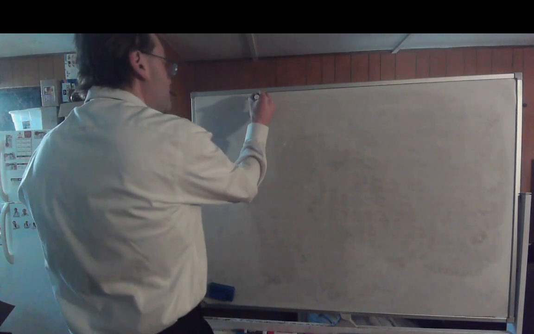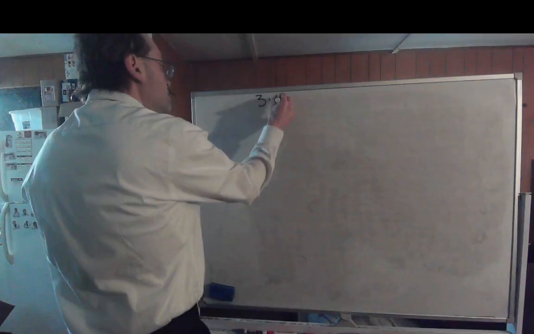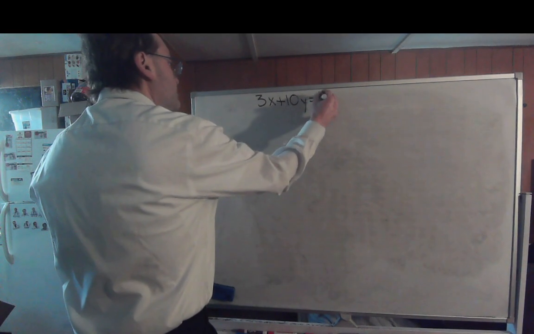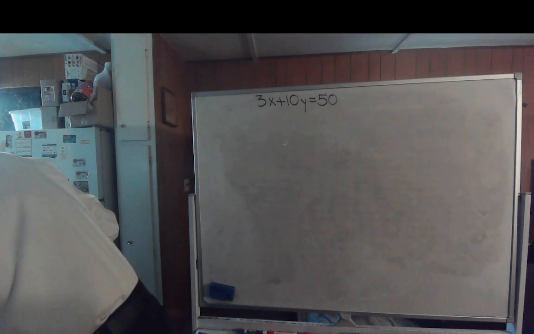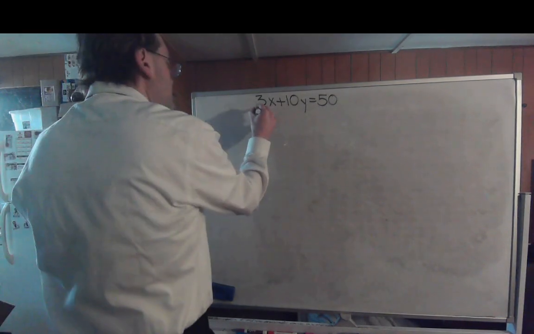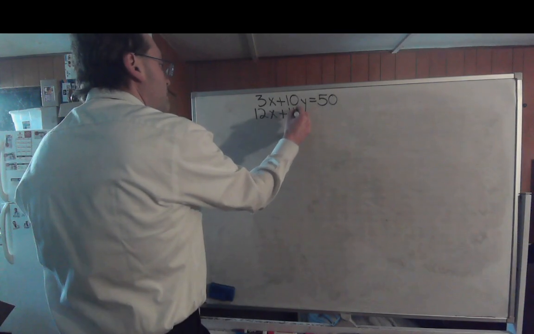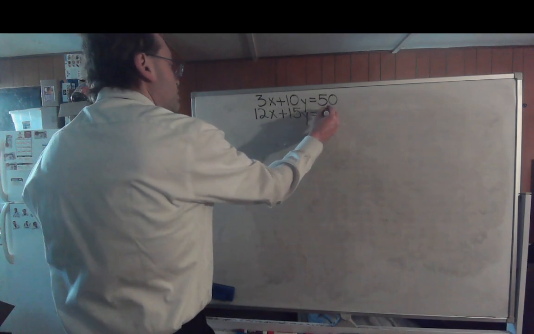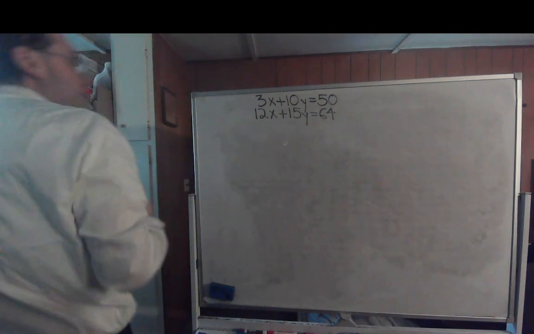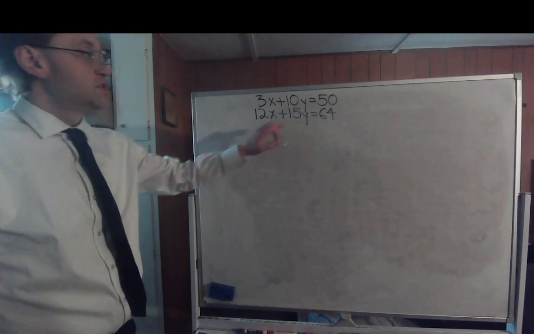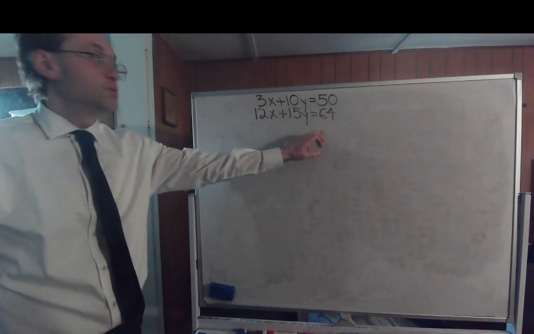We have 3x plus 10y is equal to 50. Then we have 12x plus 15y is going to be equal to 64. Alright, so this system, 3x plus 10y equals 50, 12x plus 15y equals 64.